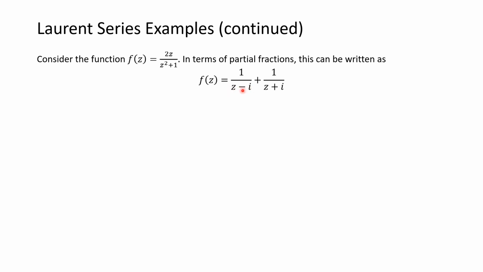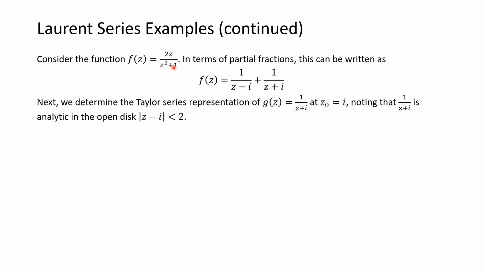in partial fractions. I didn't show the details, but if you add these together with the common denominator, then you're going to get the product on the denominator, and then you're going to get z plus i plus z minus i, and the plus and minus i cancel, and you get 2z. So you can see this is the same. And what we want to do is find the Laurent series about z equals i.